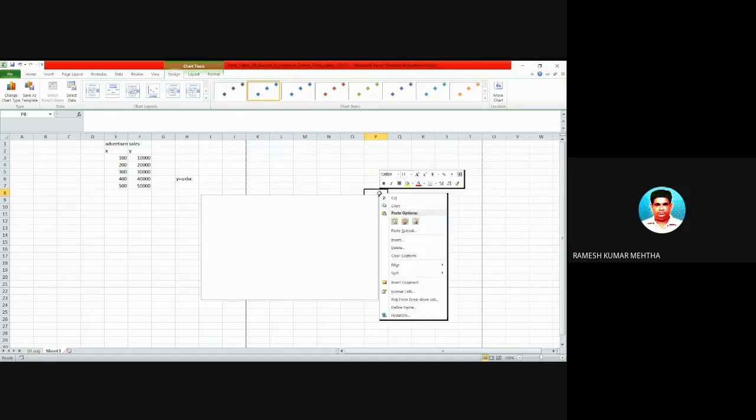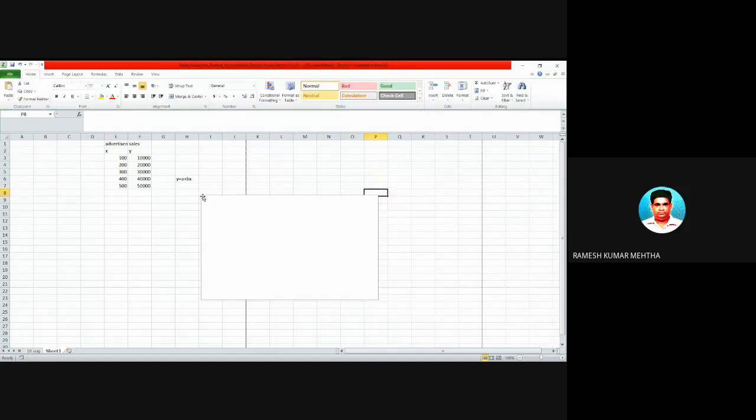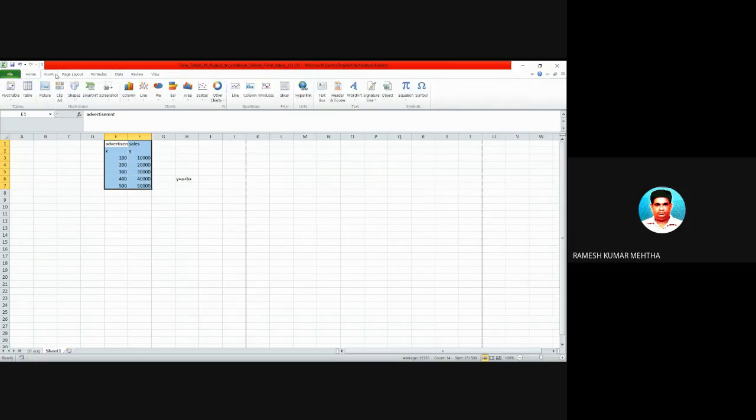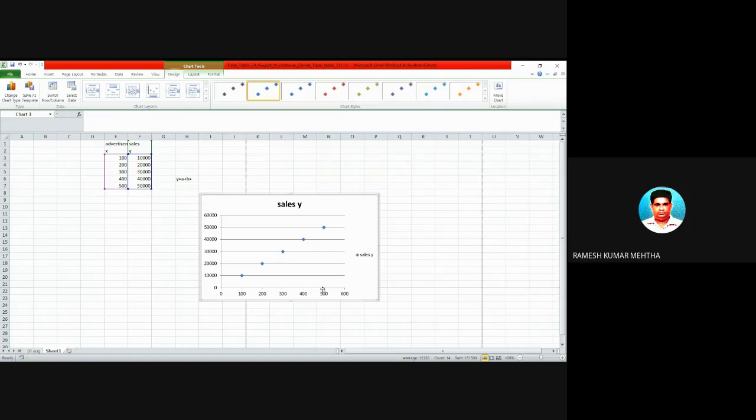But before, this is not plotting because you have not selected the data. So that is the mistake you have done. So select the data. This is the data which you have. Select it. Number one, go to insert and go to scatter plot and do like this. So you get an equation.